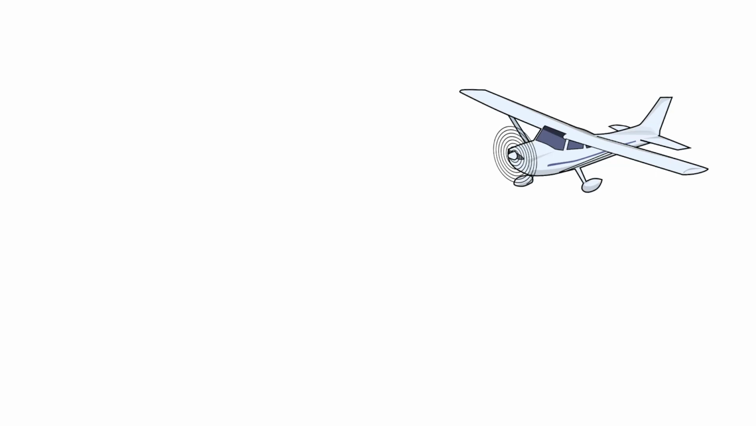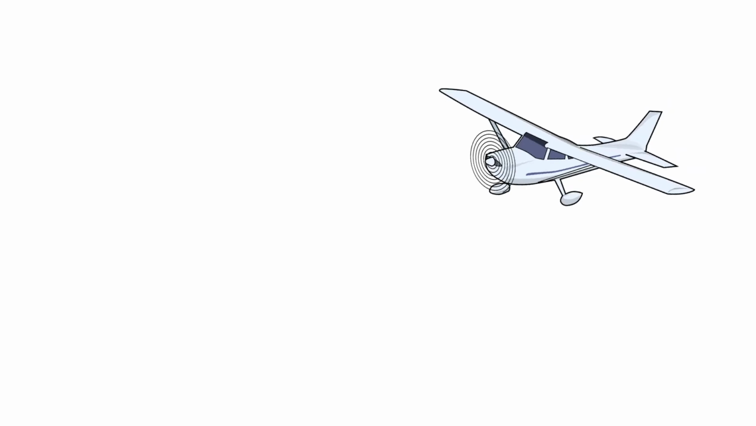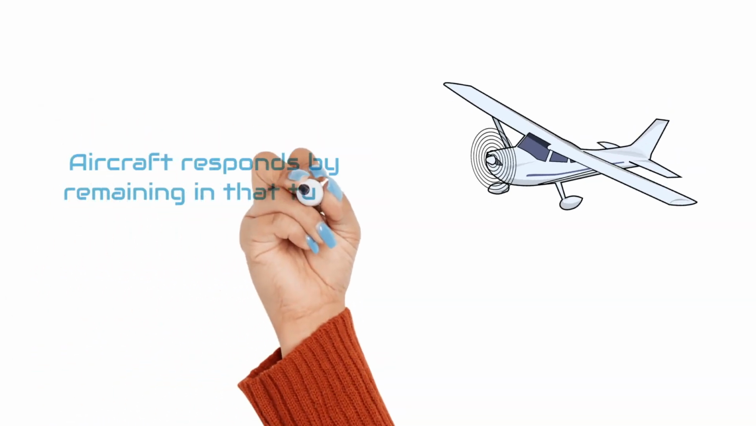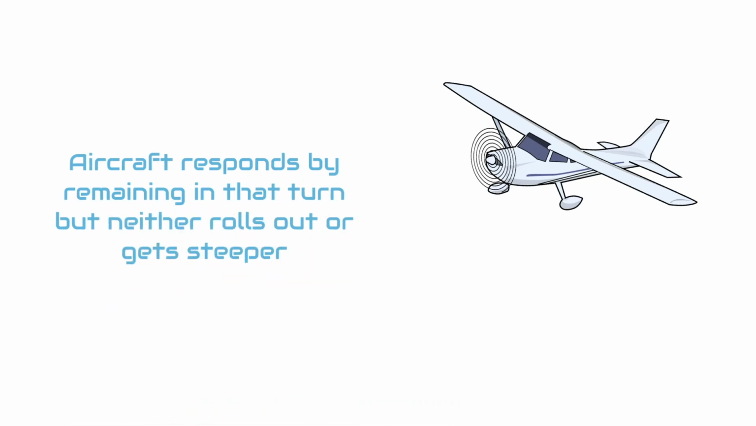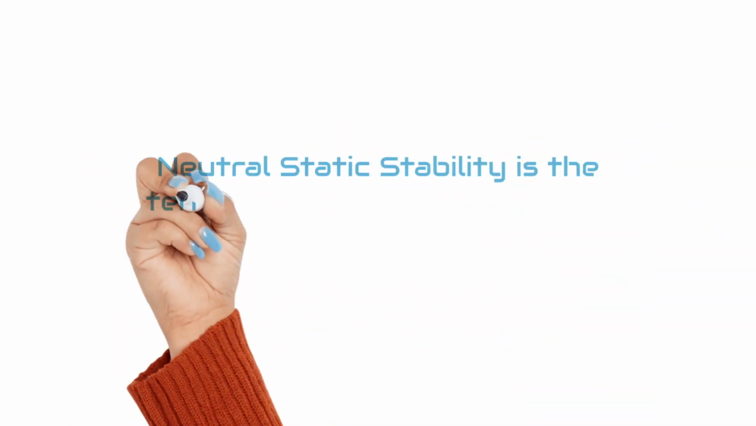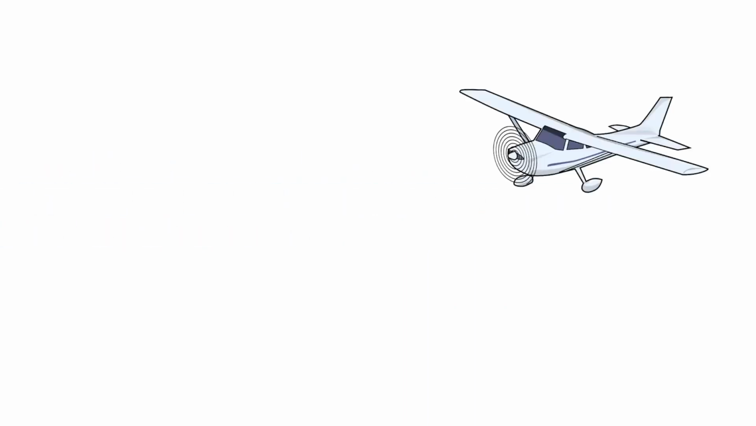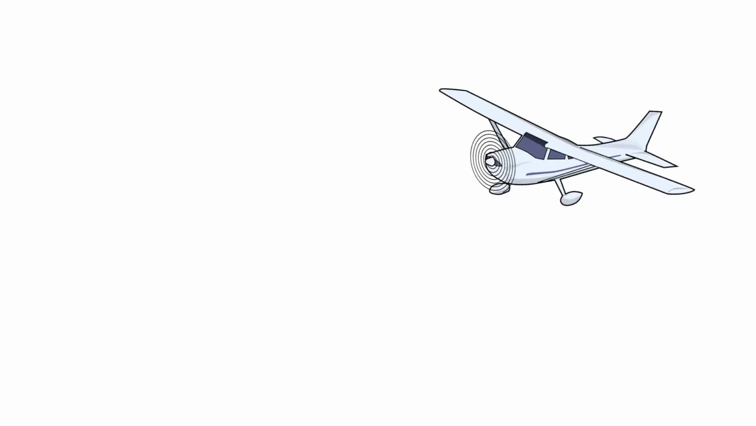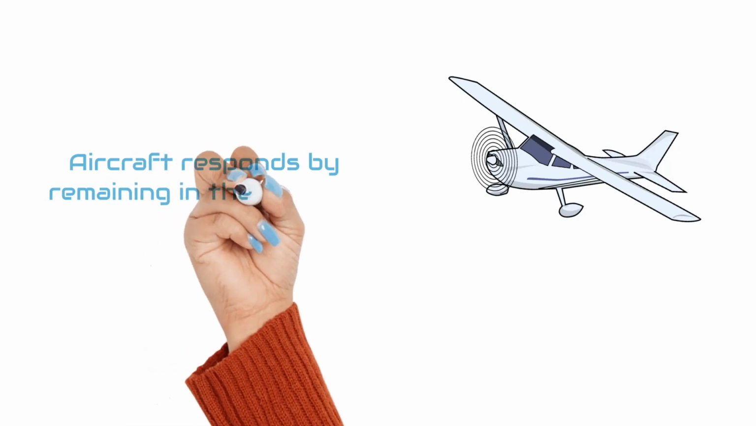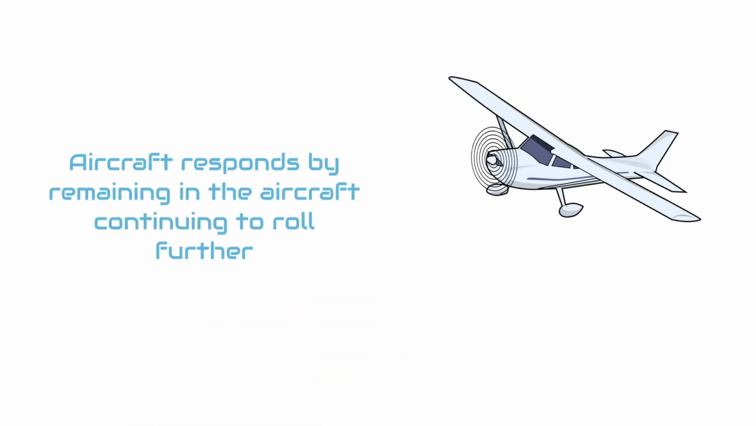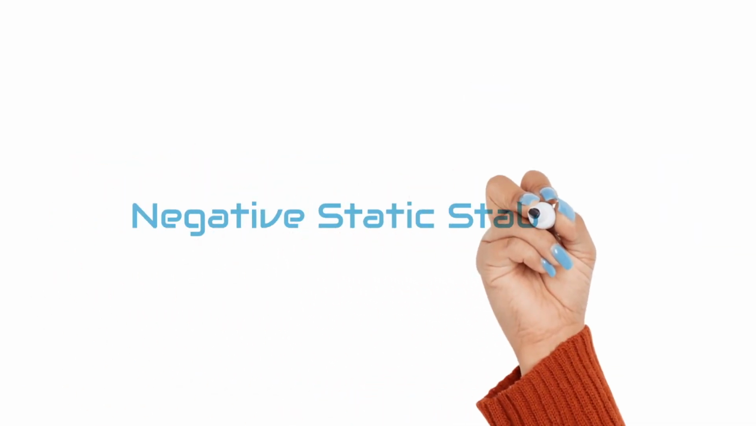If we put our airplane into a turn, then we release the controls and the aircraft responds by remaining in that turn but neither rolls out or gets steeper. That's an example of neutral static stability, which is the tendency to remain at the new position. If now we roll our aircraft to a high bank angle, we let go of the controls and this results in the aircraft continuing to roll further. This is an example of negative static stability, which is the aircraft's tendency to continue away from the original position.